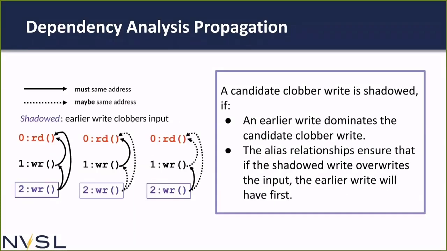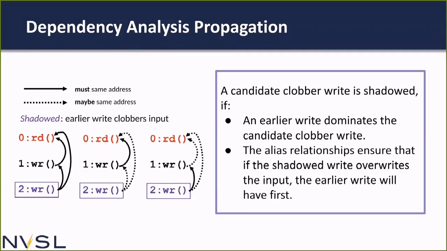The second type of false clobber candidate is called shadowed. A shadowed candidate may indeed overwrite an input, but if it does, it is guaranteed that some earlier write would have already clobbered it. This relationship requires two conditions. Firstly, it requires some earlier write to dominate the shadowed write. Secondly, the alias relationship between the input read, earlier write, and shadowed write must ensure that if the shadowed write does overwrite the input, the earlier write would have first.